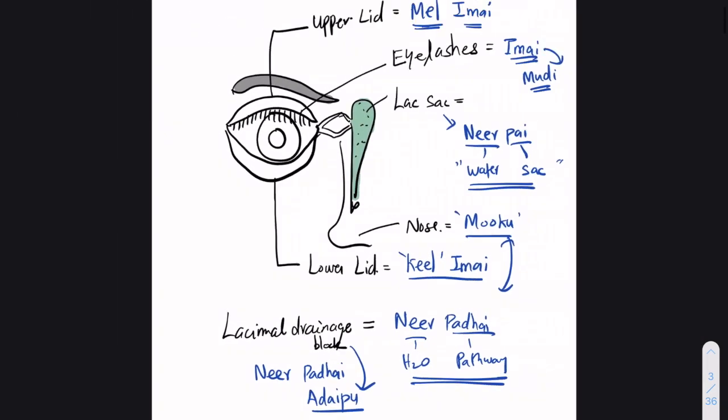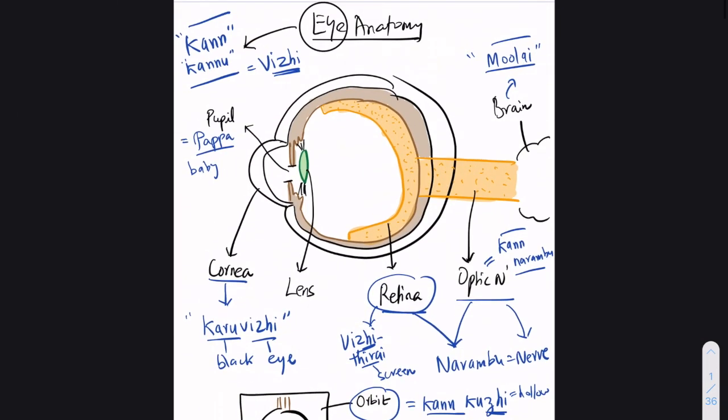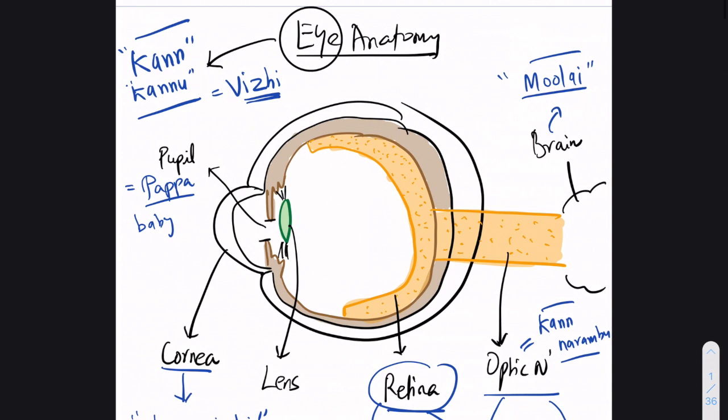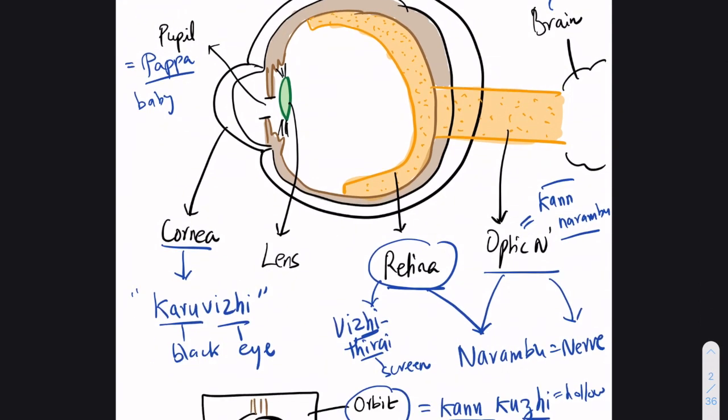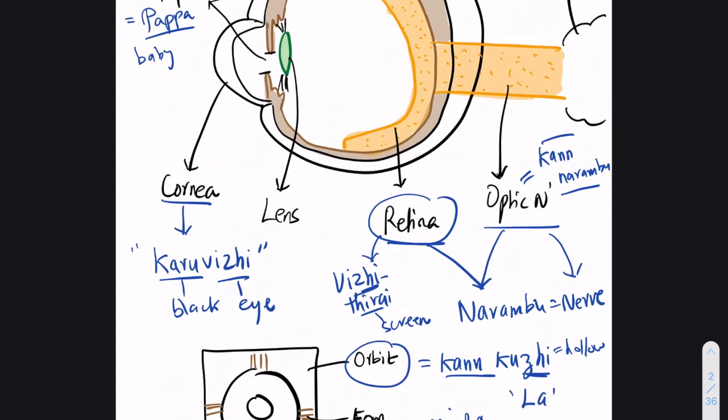So this is the basic anatomy of the eye. The eye means kan or vili or kannu. Cornea means karuvili. Retina means vili thirai. Optic nerve means kan narambu. These are the must-knows.